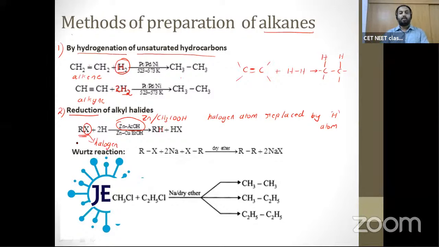Okay, method number 3. Yes, now you have a very popular name reaction called Wurtz reaction. You'll get it in a chapter in second year. Can anyone tell me which chapter?